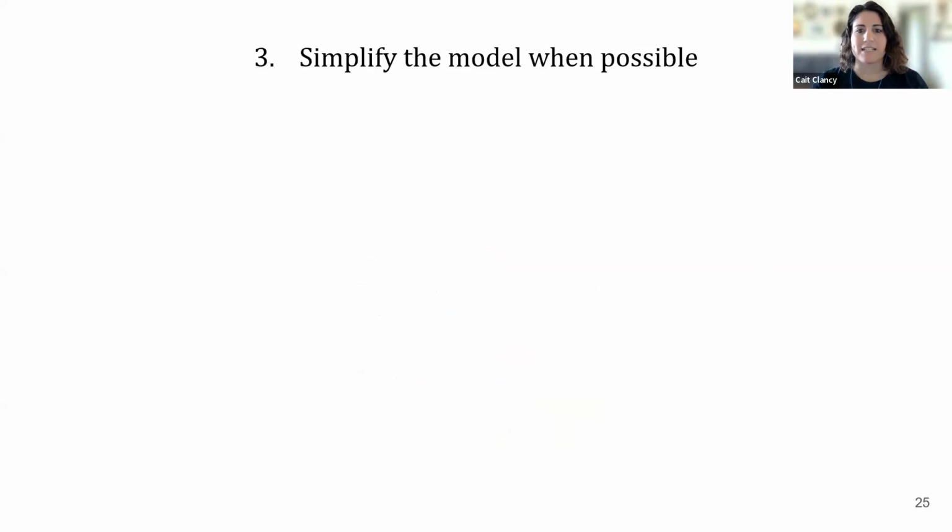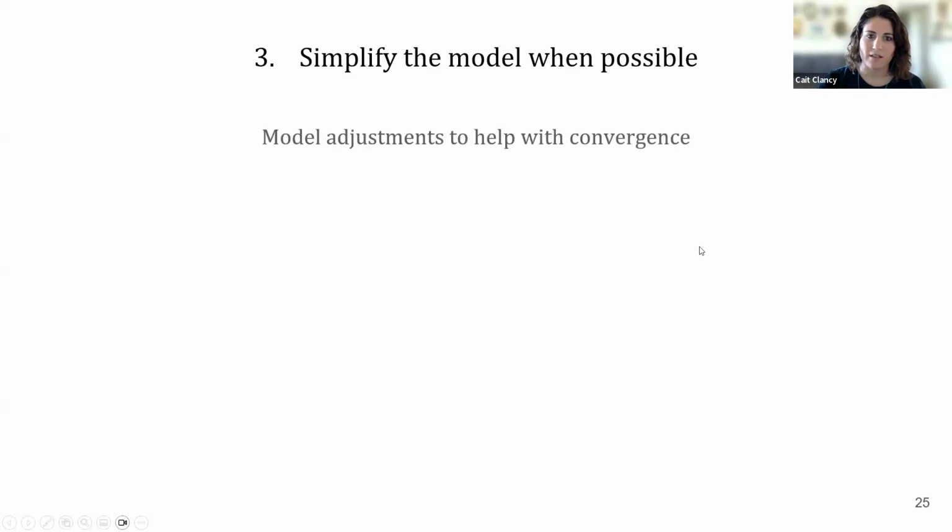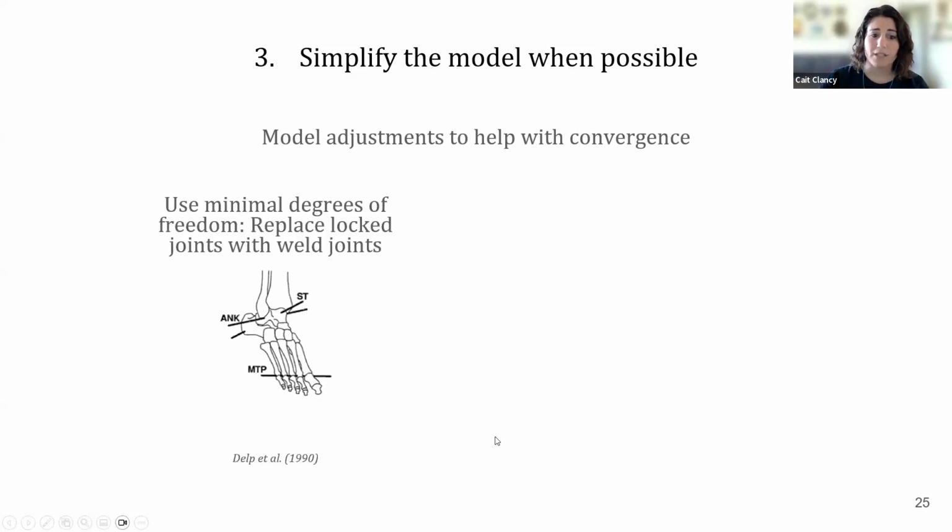Next up is simplifying the model when possible. This is always best practice during simulation. In particular, for these simulations, we made some model adjustments to help with convergence. The first model adjustment is using minimal degrees of freedom, so we've replaced our locked joints with weld joints.